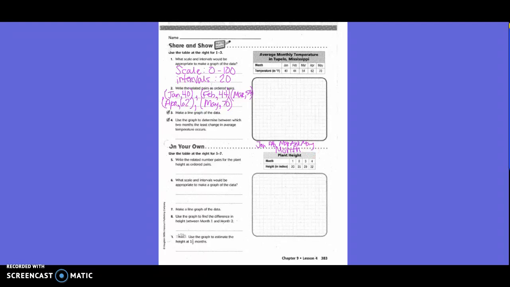Okay, and then what's going to be along the side? So temperature, and then in degrees Fahrenheit. I ran out of room because over here, I put that.